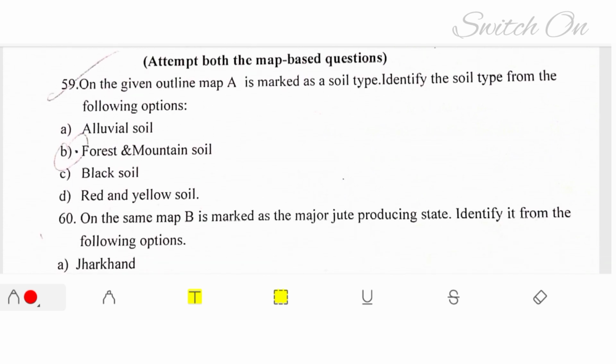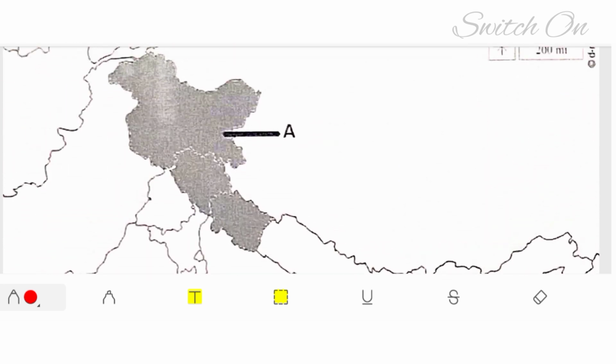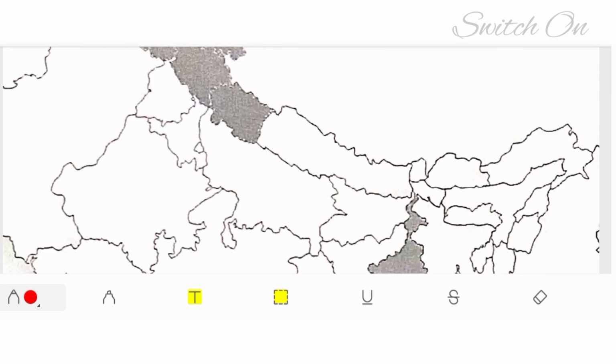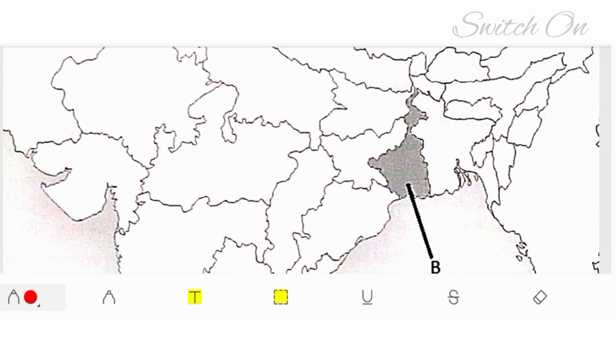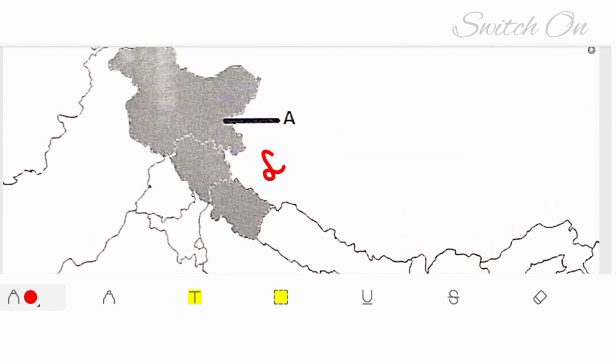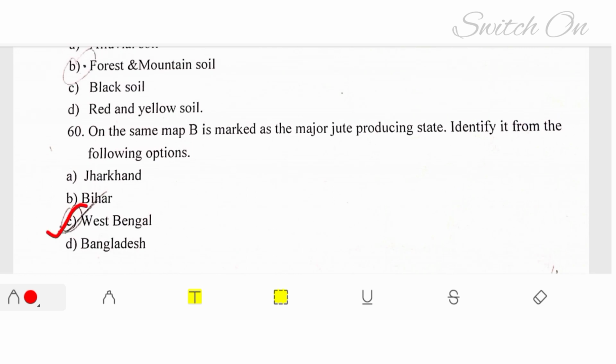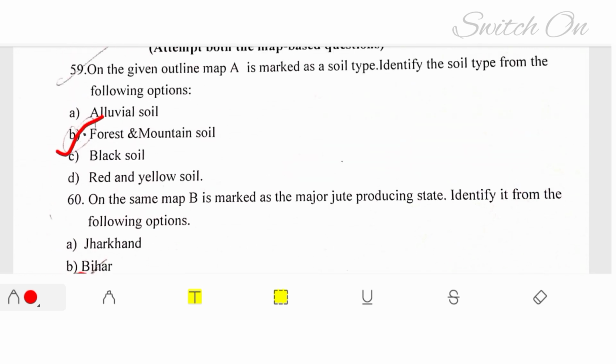Now this is the final section, that is map based question. In the map there are two places marked as A and B. The place marked as option A is a soil type and option B is a state. So option B is a state. So now we'll read the question and understand, and then we'll come back to the map and answer. So the state marked is West Bengal and the soil type is forest and mountain soil. You can check it with this map.